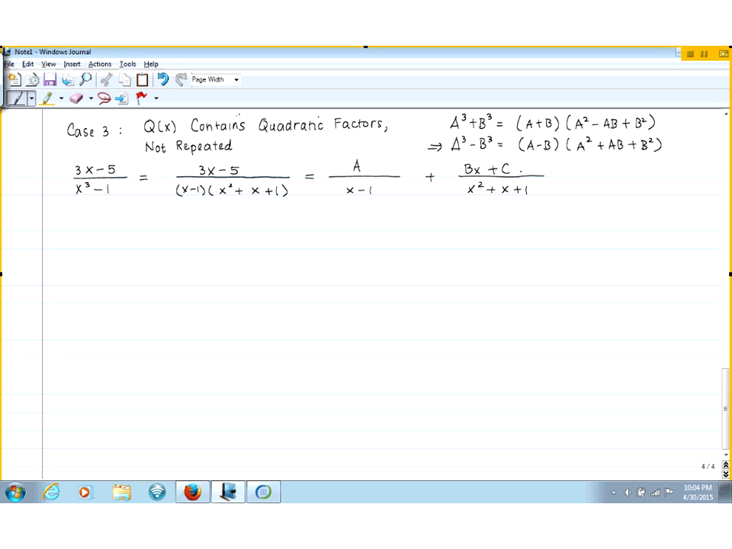So if this were x to the 4th power instead of x squared, then you'll have bx cubed plus cx squared plus dx plus e. So aren't you glad it didn't happen? Okay, we only have x squared.